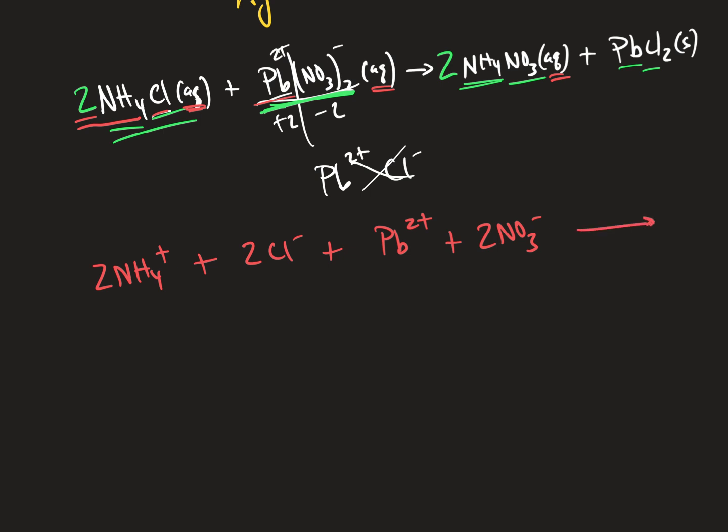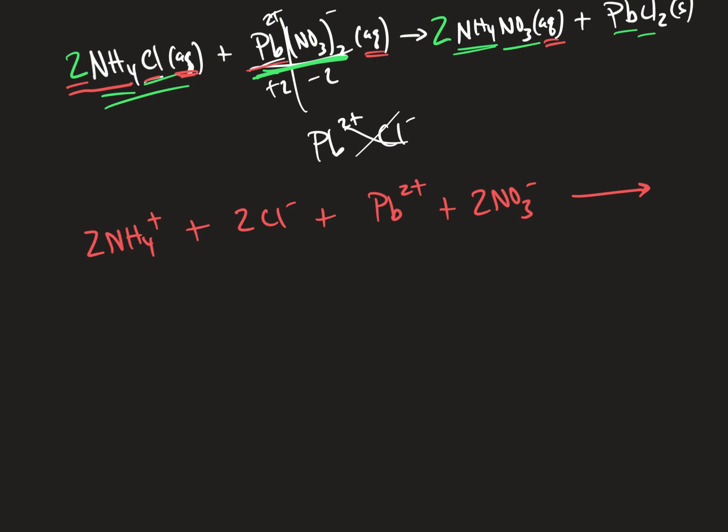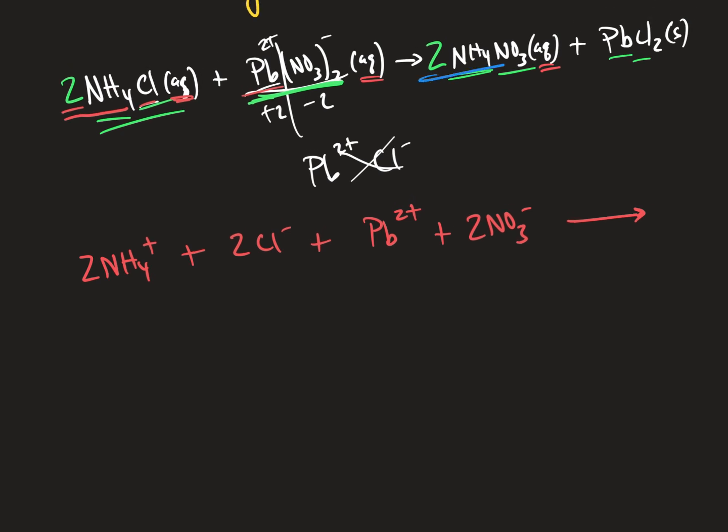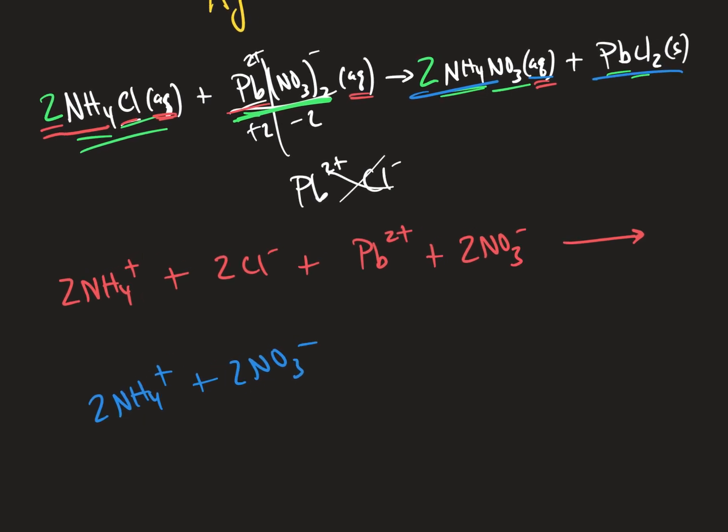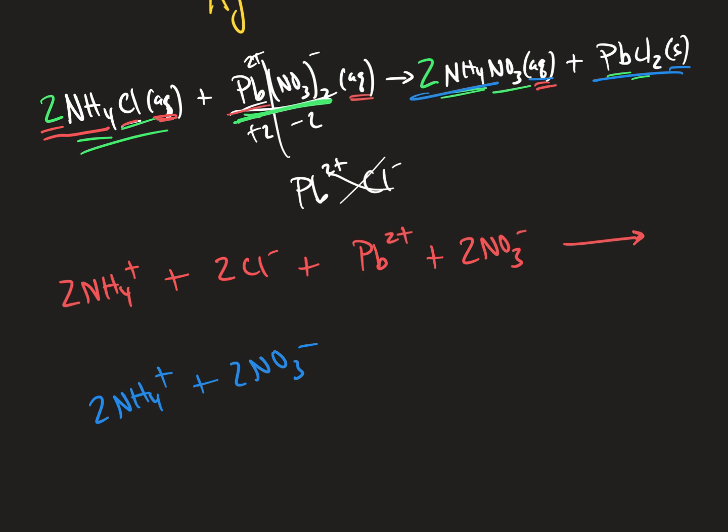Then I'm running out of room here, so I'm gonna write it underneath. I'll write it in a different color. How many ammoniums do I have on the right? 2 NH4 plus. And I know I'm going to split this because it's aqueous. How many nitrates do I have? Plus 2 NO3 minus. Are we going to split this compound? No, because it's solid. So I'm going to just write plus PbCl2 as a solid.